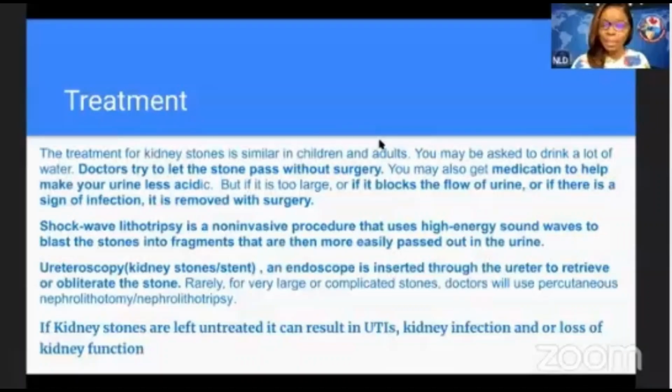So shockwave lithotripsy is a non-invasive procedure that uses high energy sound waves to blast the stone into fragments that are then more easily passed out in the urine. So they'll shock it and you just have to pass it out. Then you have what's called ureteroscopy. An endoscope is inserted through the ureter to retrieve or obliterate the stone. If kidney stones are left untreated, it can result in UTIs, kidney infection, or loss of kidney function. So this is important for you to follow if you're having any of these symptoms that I discussed earlier.